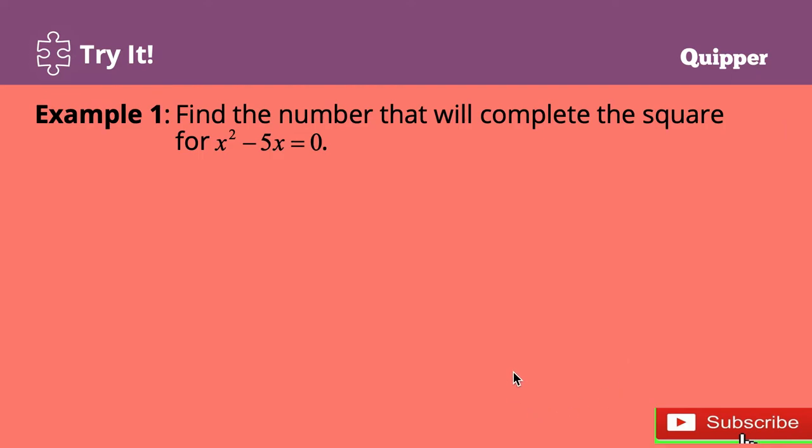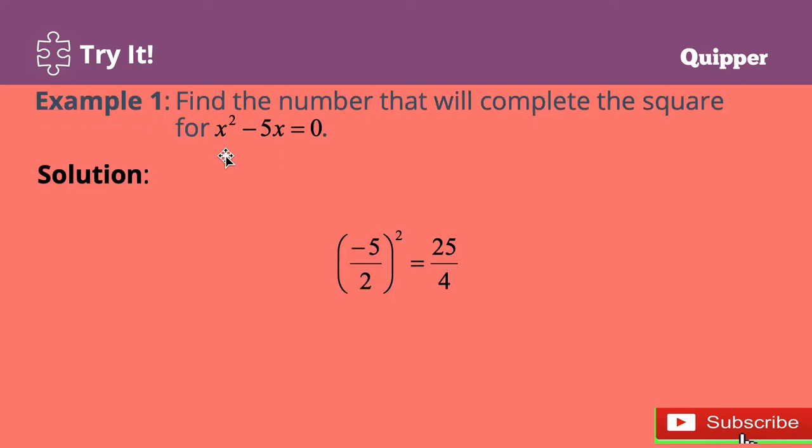For example, find the number that will complete the square for x squared minus 5x is equal to 0. Here, the constant is already isolated to the right-hand side of the equation, and that is equal to 0. And the coefficient of x squared is already 1. Now, to get the number that will complete the square, we are just going to get the half of the coefficient of the middle term, then we are going to square it.